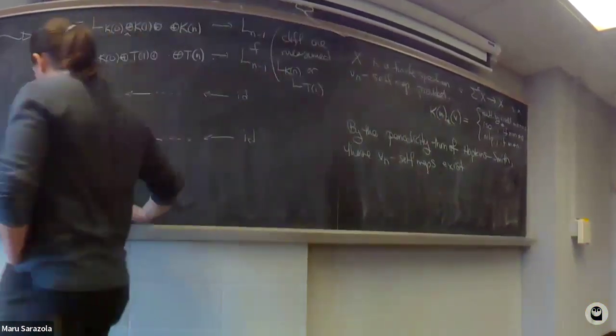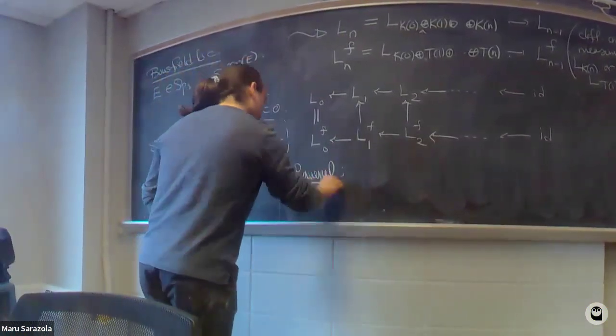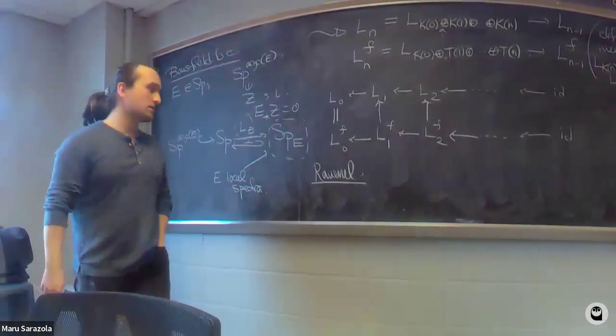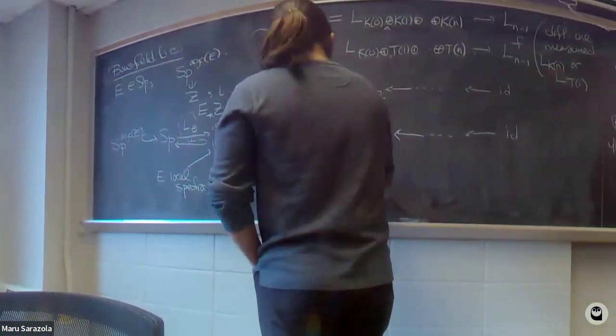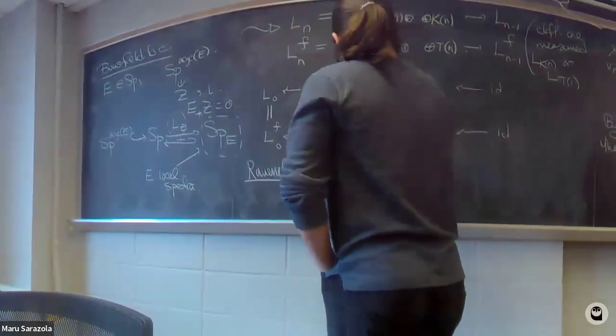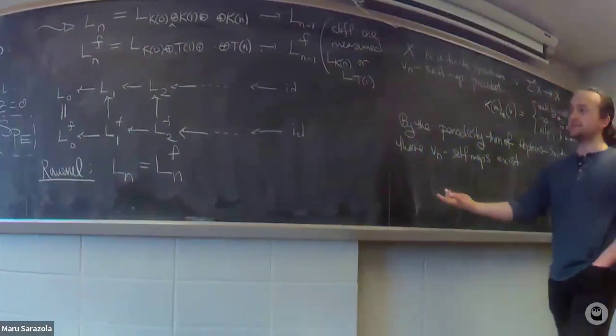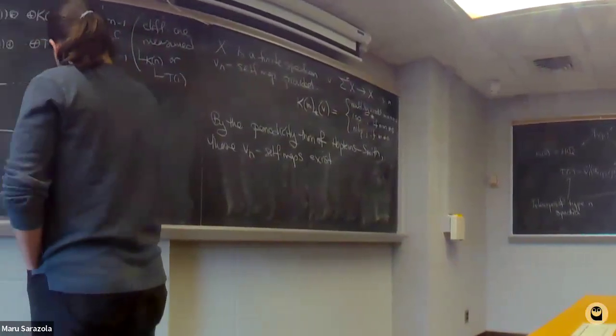And Ravenel, in I think '84 or the early to mid 80s, conjectured that L_n is the same thing as L_n^f. And this is essentially the telescope conjecture. This is the telescope.